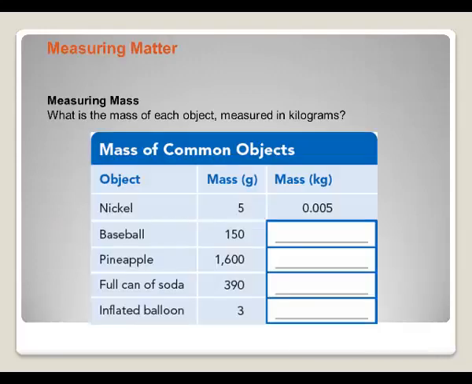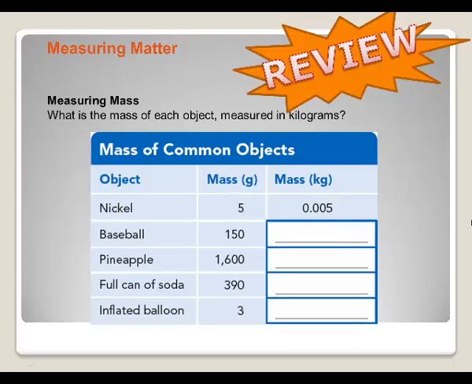So going back, a little bit of review. If I have a baseball that has a mass of 150 grams, the mass of that object in kilograms after I have converted it is 0.15. Remember that on our metric map, kilograms is 3 places to the left of grams. So I would just simply move the decimal point 3 places to the left.